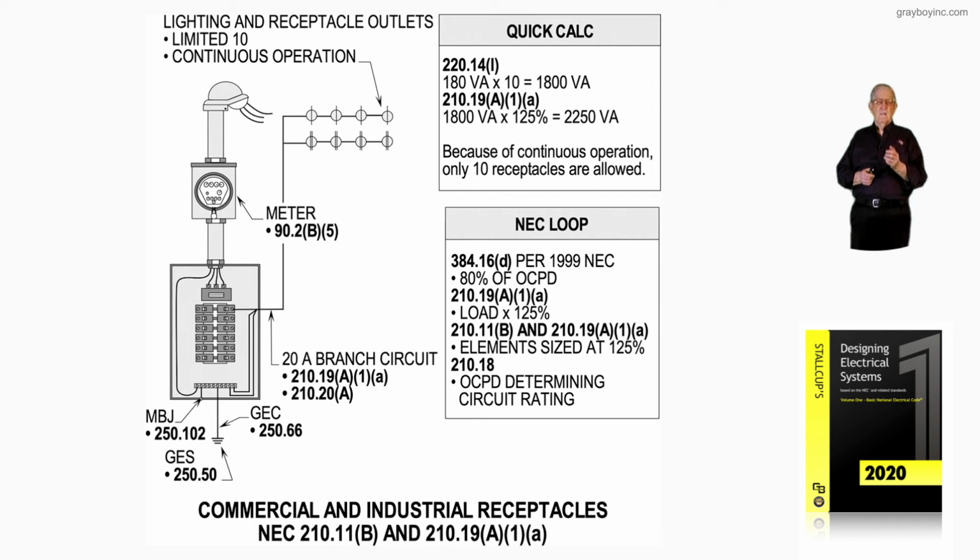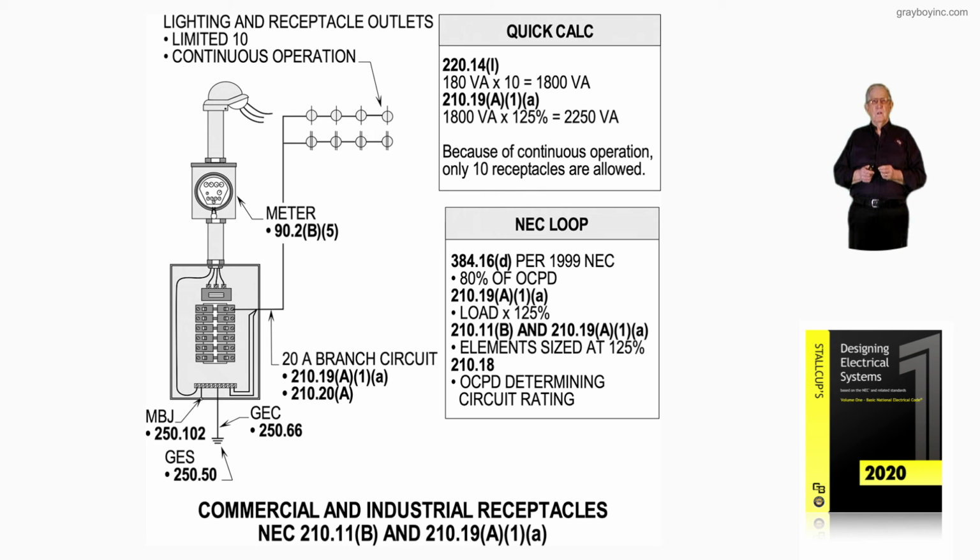10 outlets. But notice if it was 1800 VA non-continuous, it would just remain at 1800 volt amps, and that would be the number of outlets that you could put on when you did your math. So this illustration is showing lighting and receptacle outlets are limited to 10 because they are continuous duty, continuous operation, as shown and illustrated to the left top of the illustration.